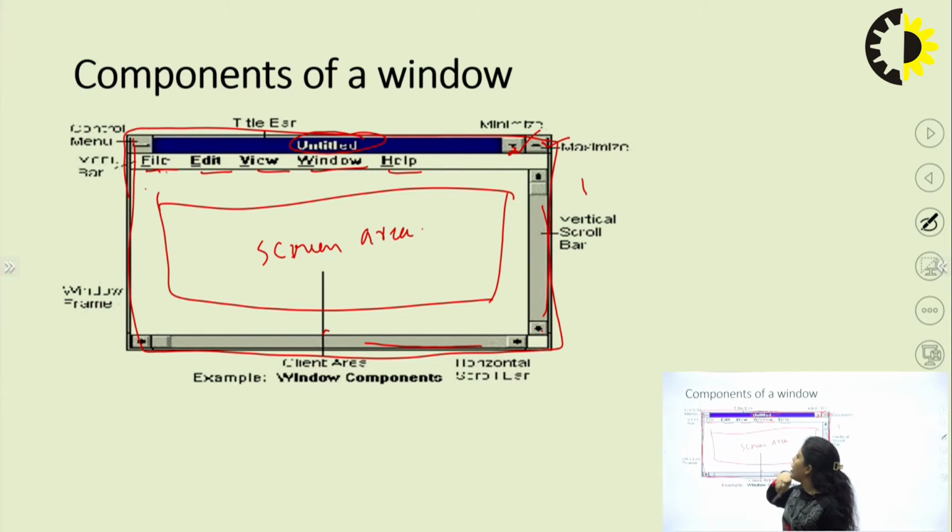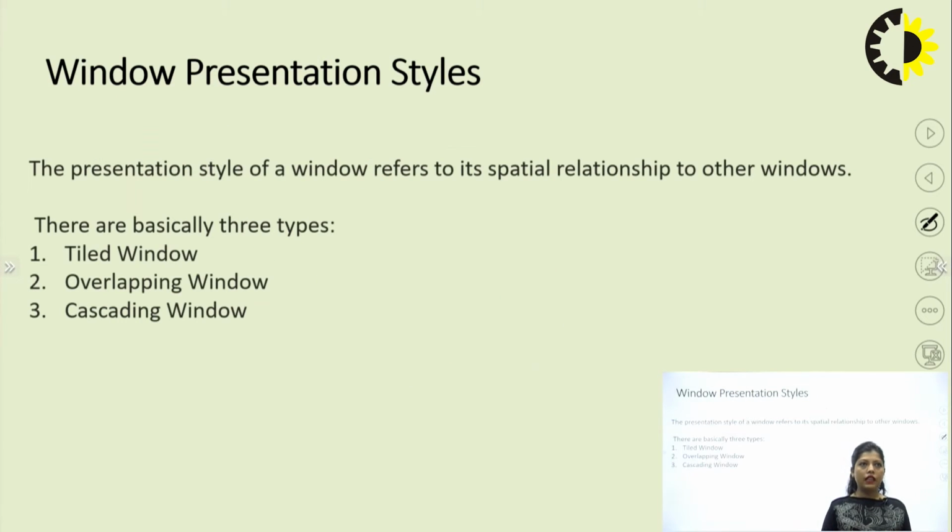This is the window frame, and this is the control menu. Control menu means with its help you can control the whole operations of the window area. This is the minimize button. Through this you can minimize your window, and through this you can maximize the components. These are examples of all the components of how to show this on a particular screen.